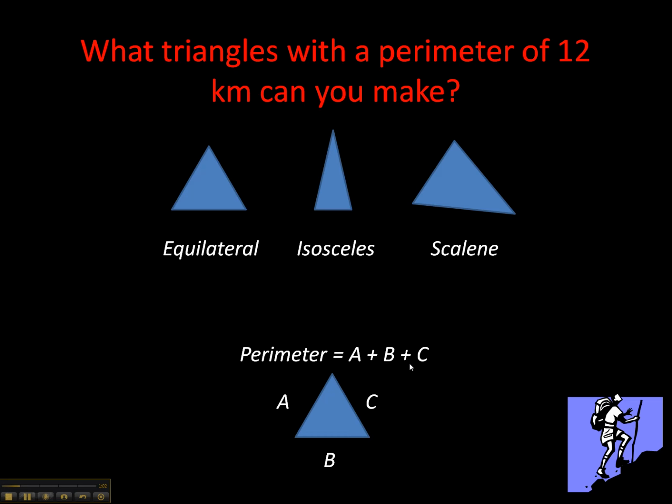Now, if you need a refresher on what the perimeter is, when you have, for instance, a triangle, you add the distance of all the sides. So if you have a triangle, you'll have three sides, so you can call it A, B, and C. In this case, the sides are all going to be the same length, of course, because it's an equilateral triangle. But your perimeter will equal all of those added together. So if A was 2 kilometers and B was 2 kilometers and C was 2 kilometers, then you'd have a perimeter of 6 kilometers.